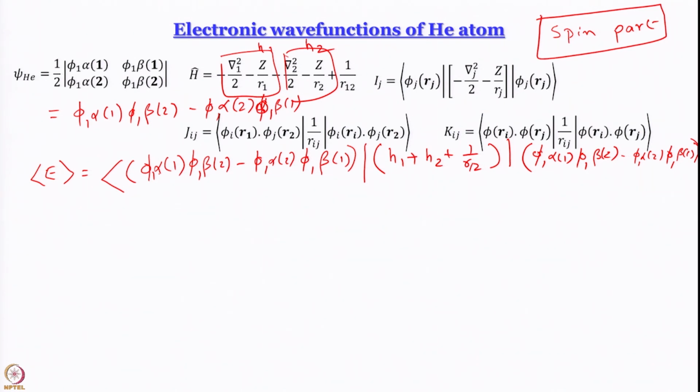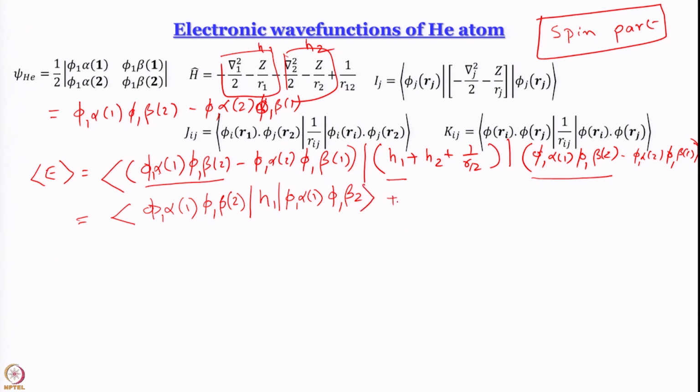We will see how. Now, here when we expand, what will the first term be? For the first term, I can take this and H1 and this. So, the first term is going to be something like integral phi 1 alpha 1, phi 1 beta 2, H1 operating on the same wave function phi 1 alpha 1, phi 1 beta 2. Plus there will be more terms, we will perhaps write one or two of those. But before that, let me try to make sense of this integral.